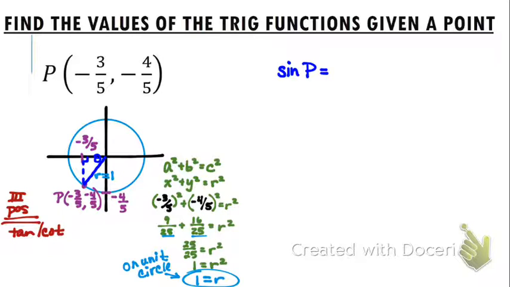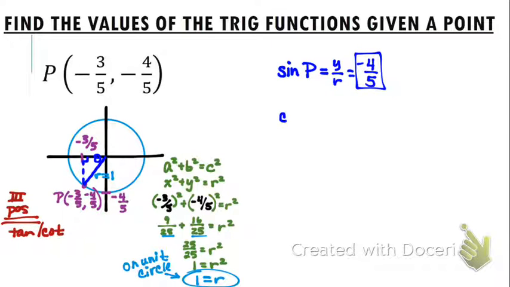Negative 3/5 or negative 4/5? 4/5. Why? Yes. Y over r. Sine goes with y. Cosine goes with x. Because the x-axis, since we're making a right angle with the x-axis, that's always going to be my adjacent side. X will always be adjacent. Y will always be opposite from theta. So we're going to have negative 4/5.